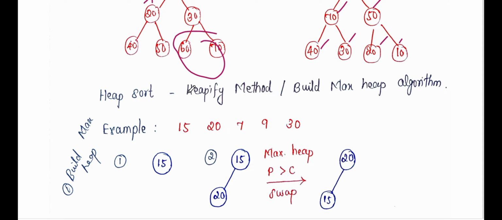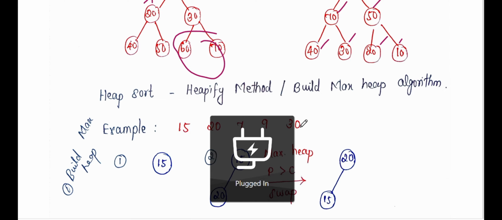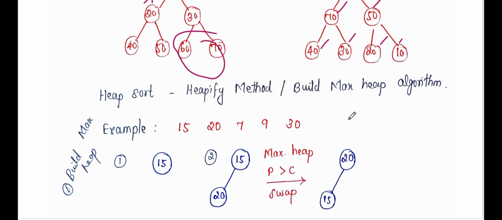How to perform heap sort? Here we use the heapify method. There are two important steps. One, we need to build the max heap tree. Then perform the delete operation: delete the elements one by one from the heap tree. The deleted elements are added into a separate array. Finally, we get the sorted elements.